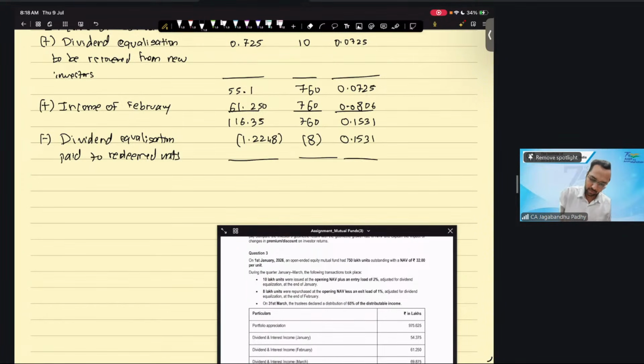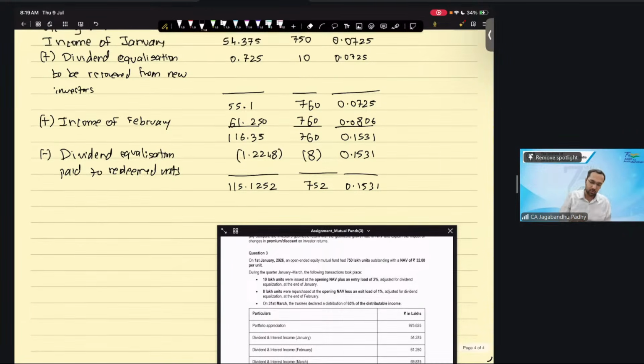And after that, we are left with 116.35 minus 1.2248, which is 115.1252. That's the dividend equalization paid to redeemed units. And then we have 760 minus 8, which is 752. And then we have this as a per unit basis as 0.1531. Okay, that's the income of February.